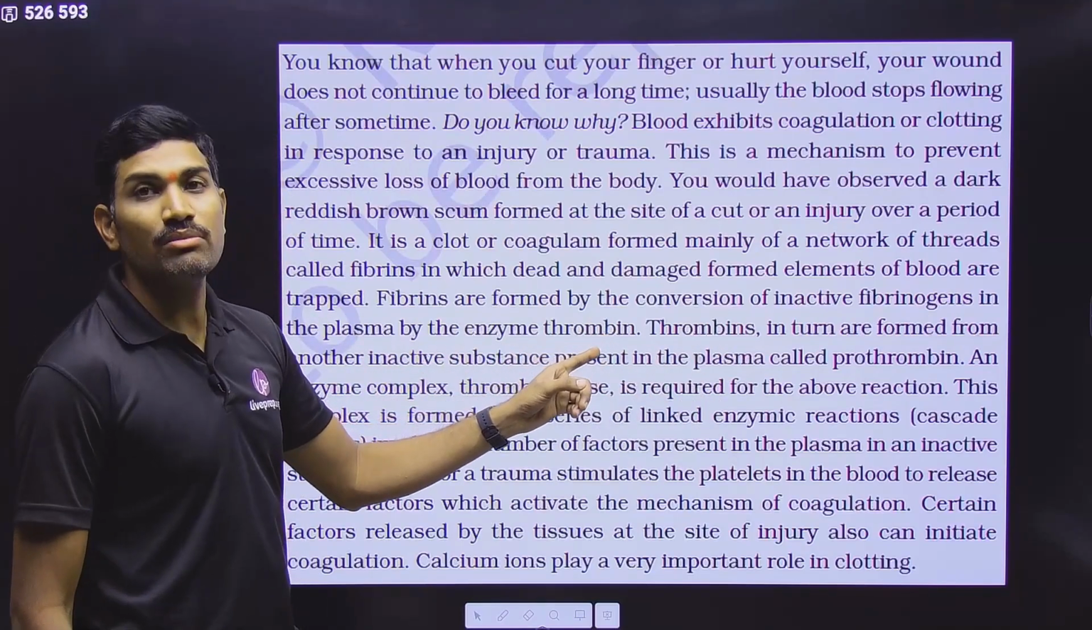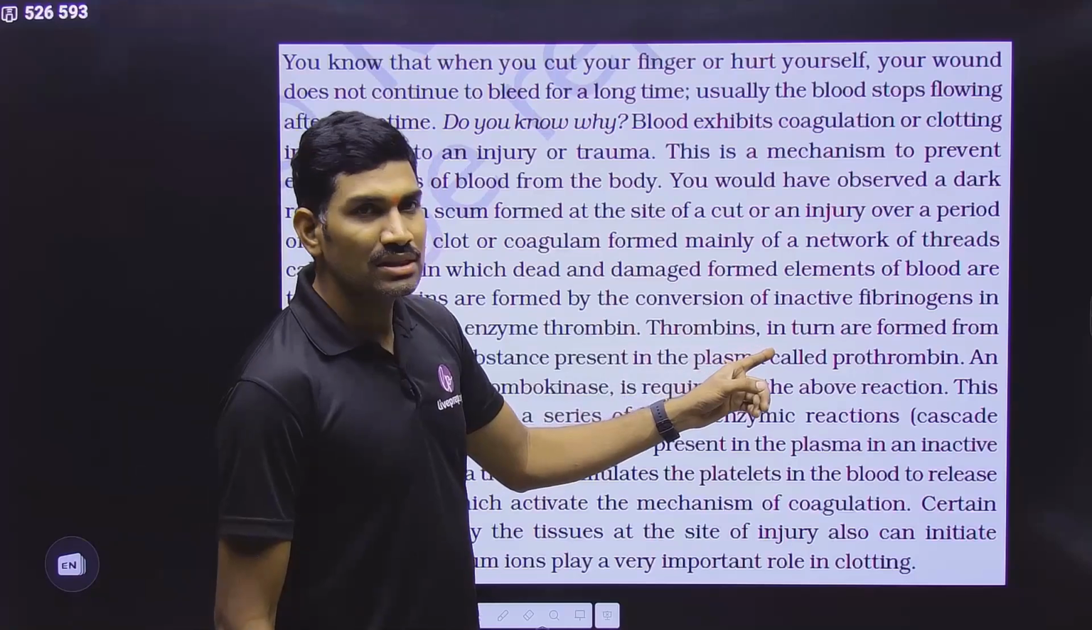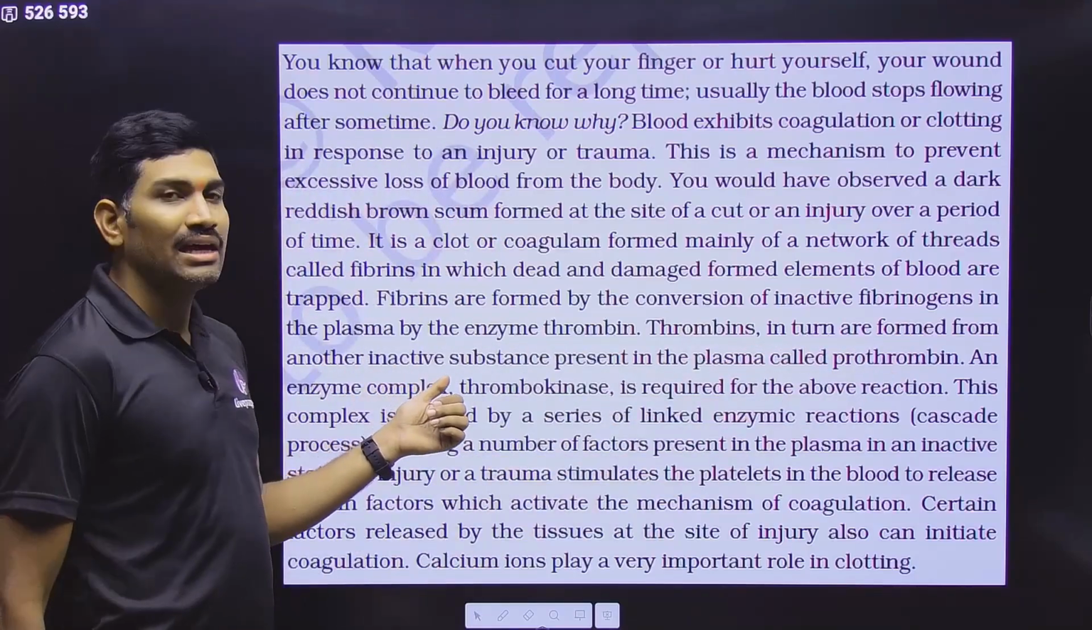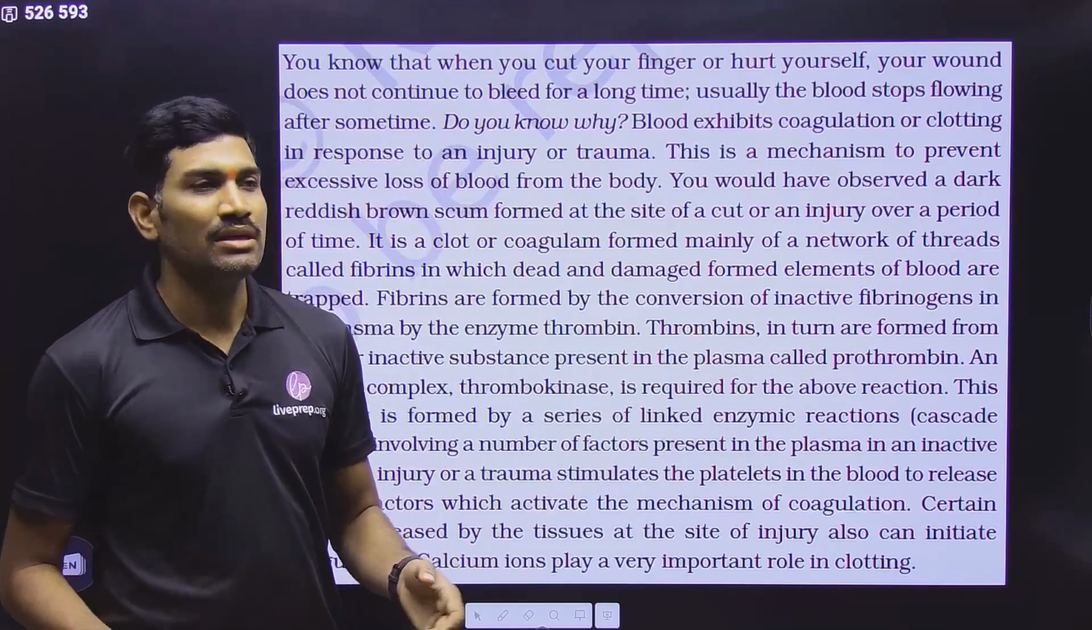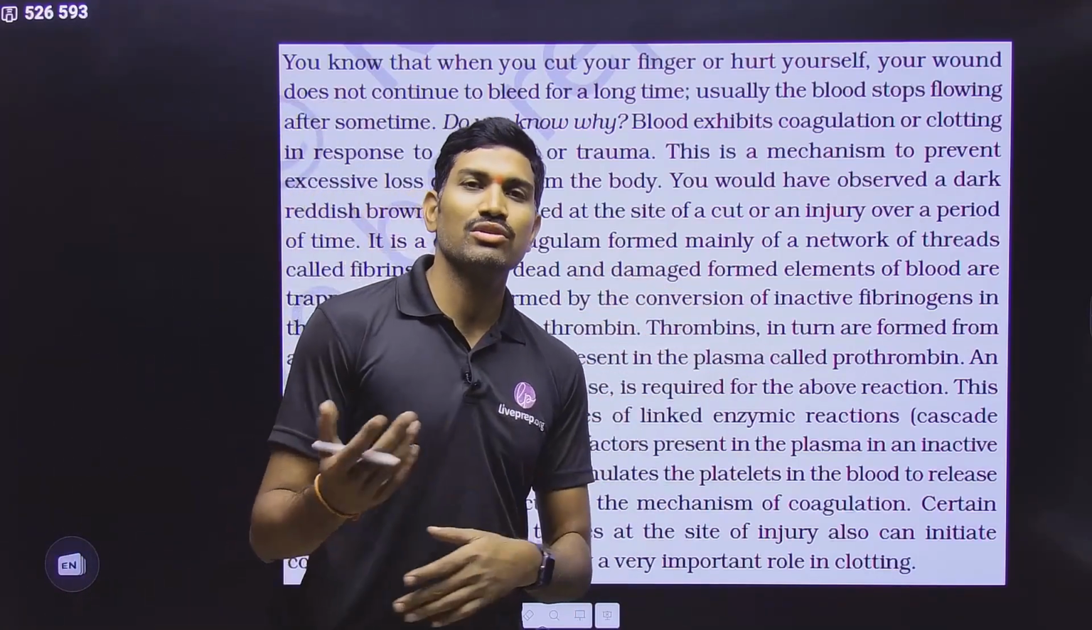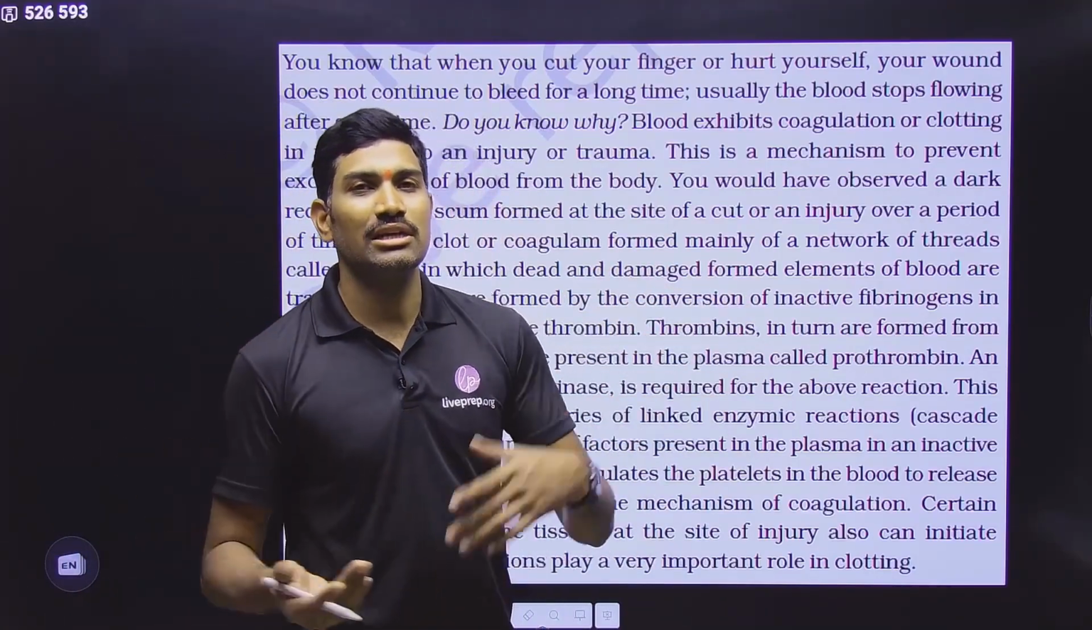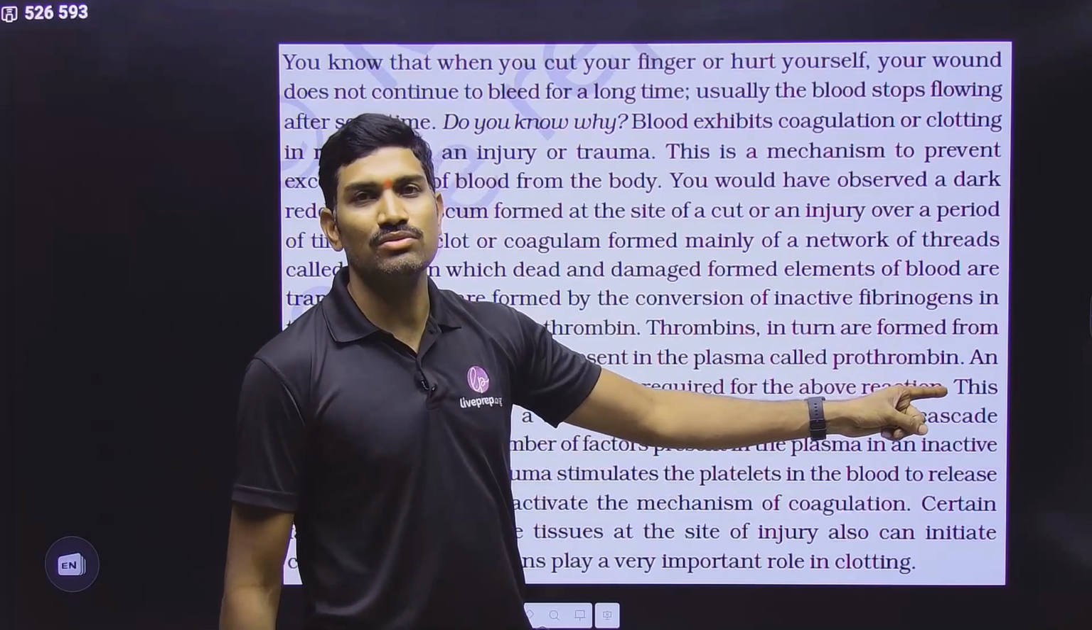Next one. How are these thrombins produced now? Thrombins in turn are formed from another inactive substance present in the plasma that is called prothrombin. And this thrombin is further produced from prothrombin. Prothrombin is inactive, thrombin is active. In this way it is produced from prothrombin.